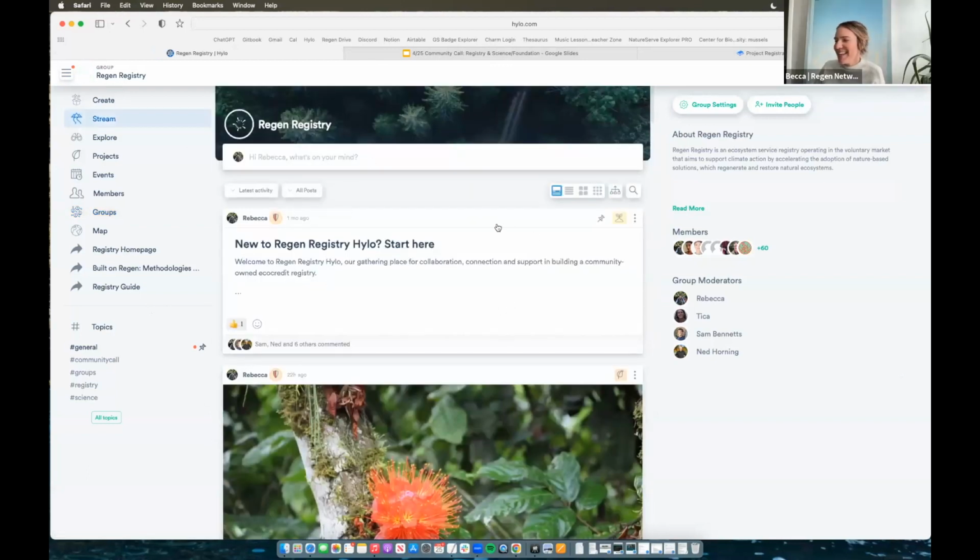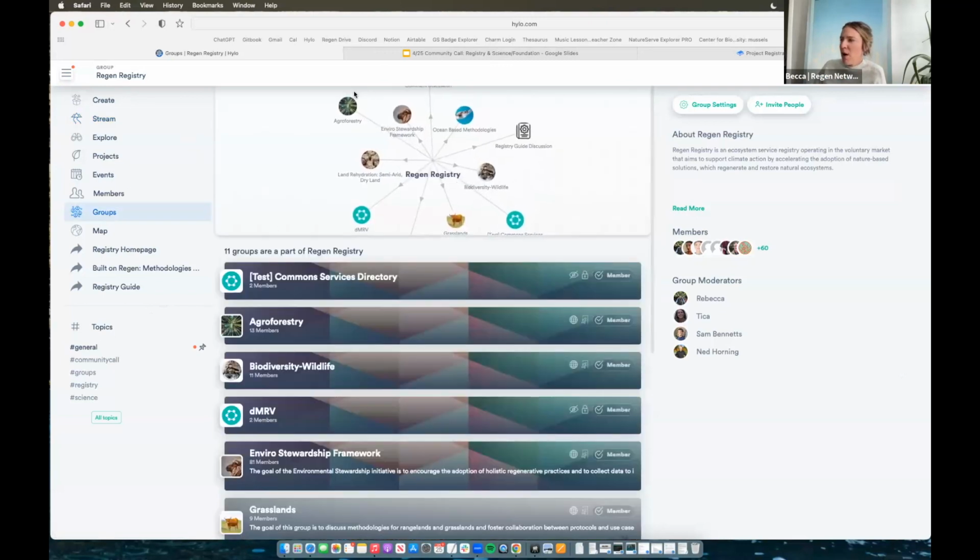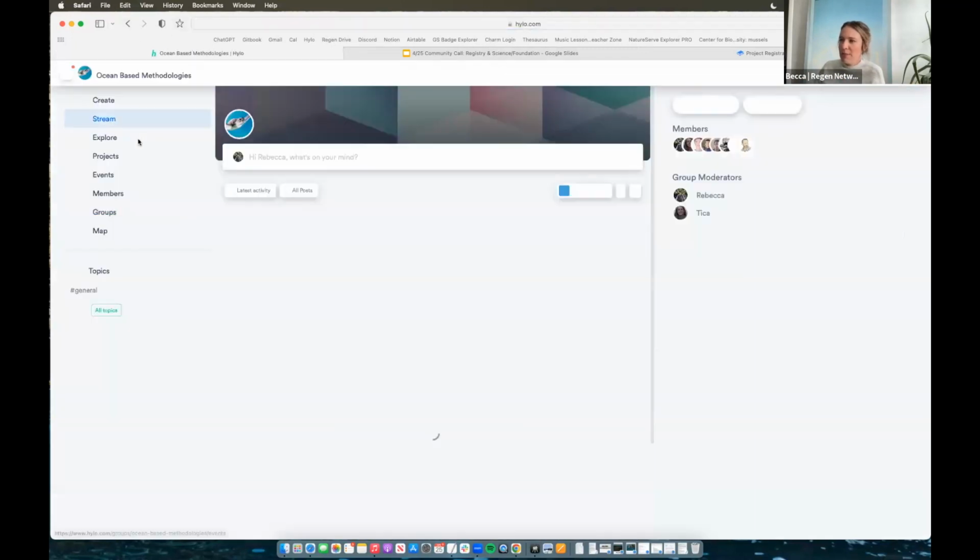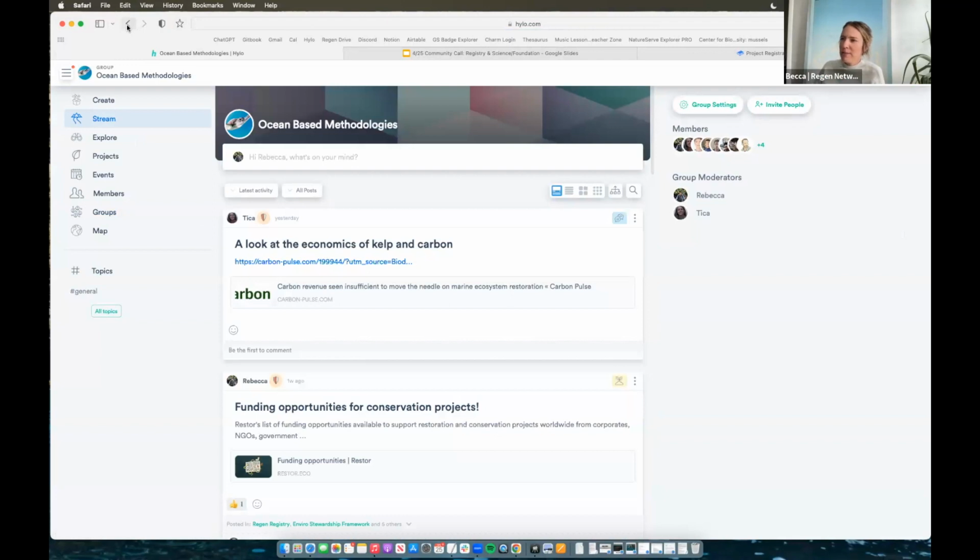We're in the main page. Within the sidebar here, there are a couple of different things you can do, but one of them that we've been really thinking about are all of the groups within Regen Registry. All of these colored images are methodology topics like agroforestry, ocean methodologies, biodiversity. So those are those groups there, being able to pop in those.